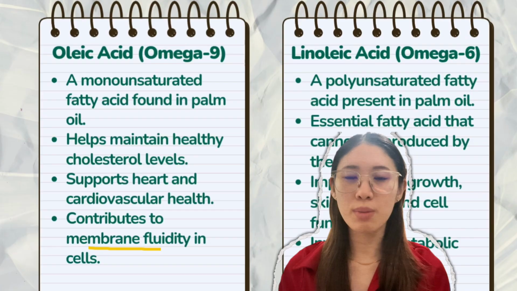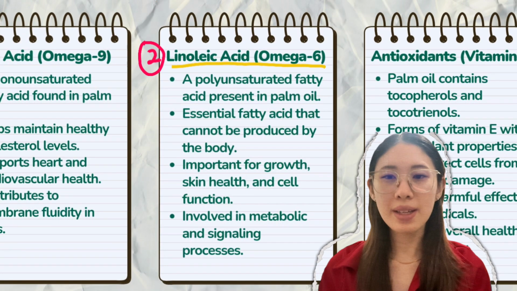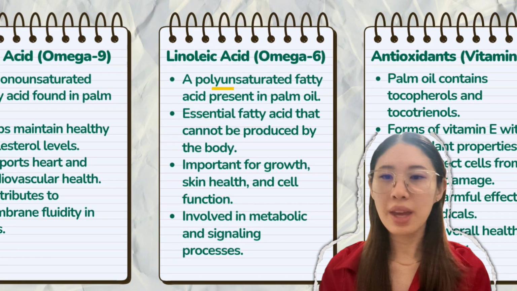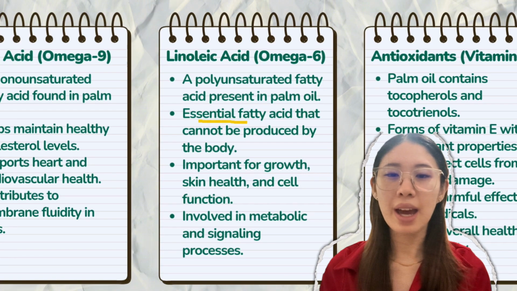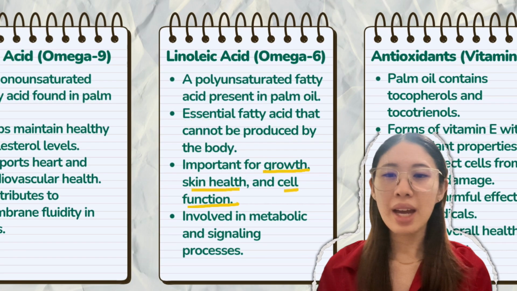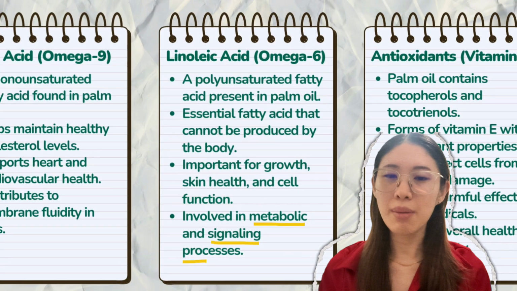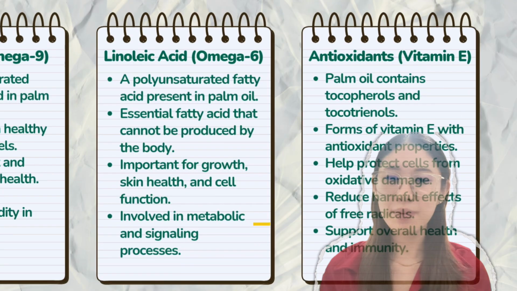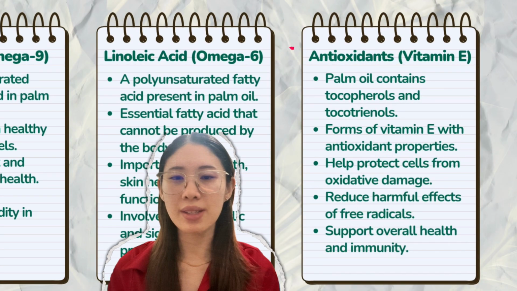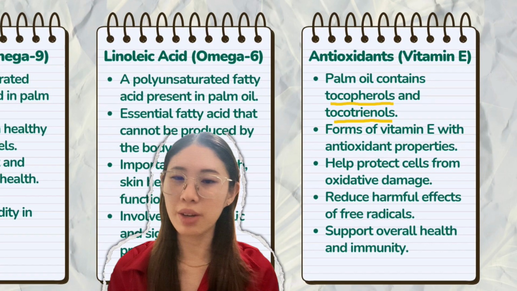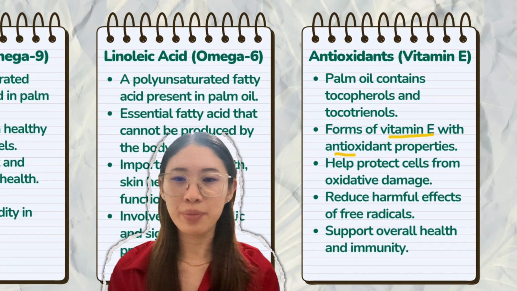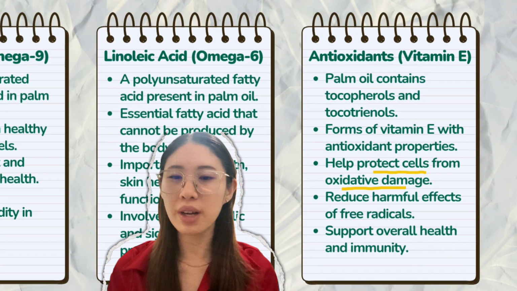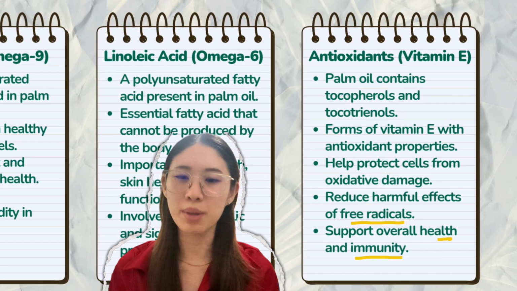It also contributes to membrane fluidity, which is important for normal cell function. The second is linoleic acid, or omega-6. This is a polyunsaturated fatty acid and an essential fatty acid, meaning the body cannot produce it on its own. It is important for growth, skin health, metabolism, and cell signaling. Palm oil also contains antioxidants such as tocopherols and tocotrienols, which are forms of vitamin E. These antioxidants help protect cells from oxidative damage caused by free radicals and support overall health and immunity.